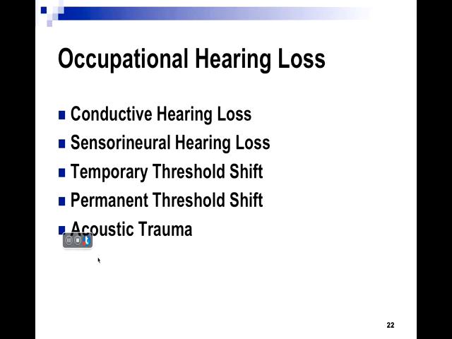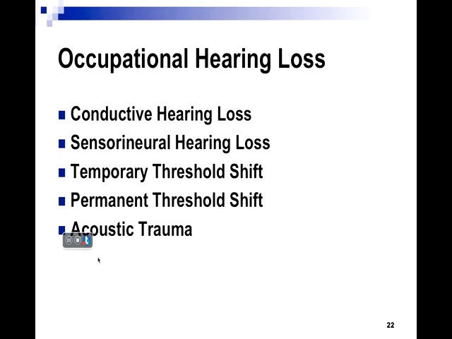There are several types of occupational hearing loss that can occur, and I wanted to go through each one of these and then show you some diagrams of how they would be represented on a typical audiometry test. The first is conductive hearing loss.